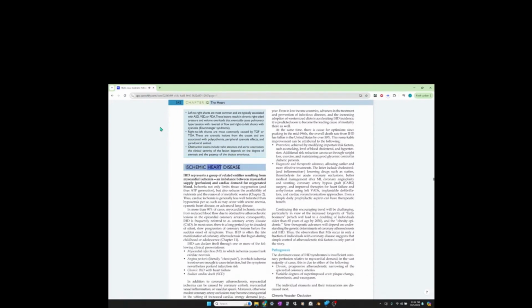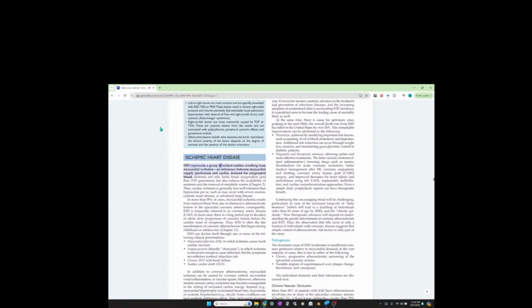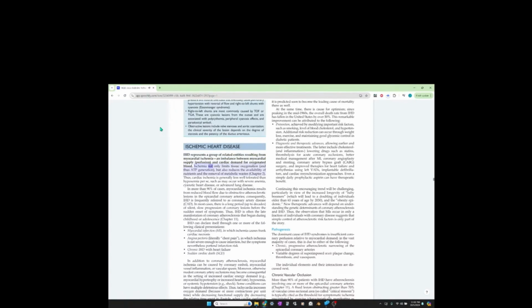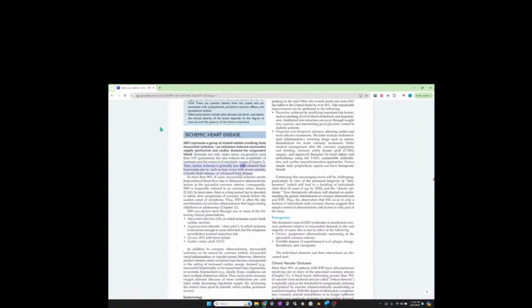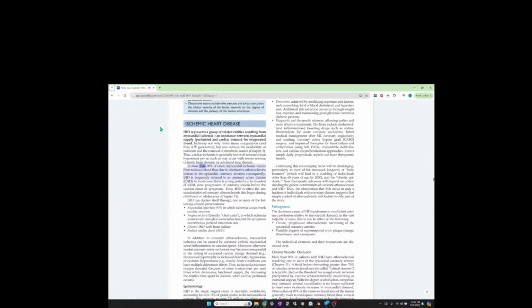Ischemic heart disease. IHD represents a group of related entities resulting from myocardial ischemia, an imbalance between myocardial supply and cardiac demand for oxygenated blood. Ischemia not only limits tissue oxygenation, but also reduces the availability of nutrients and the removal of metabolic wastes. Thus, cardiac ischemia is generally less well tolerated than hypoxemia per se, such as may occur with severe anemia, cyanotic heart disease, or advanced lung disease. In more than 90% of cases, myocardial ischemia results from reduced blood flow due to obstructive atherosclerotic lesions in the epicardial coronary arteries. Consequently, IHD is frequently referred to as coronary artery disease.